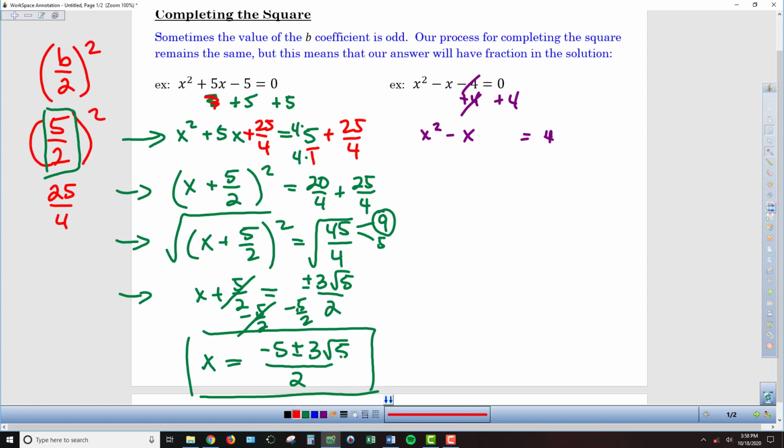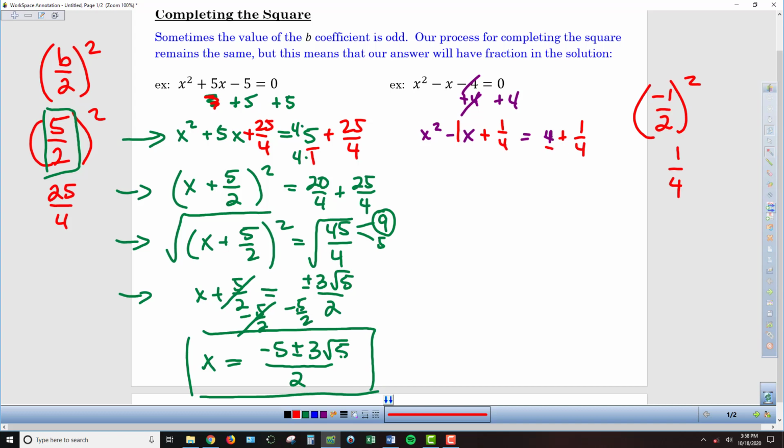Now it's important for us to recognize that the number in front of the x there is -1. So I'm going to take -1, I'm going to divide it by 2, and then I'm going to square it. So when I take that and square it, -1/2 times -1/2 is going to give me a positive 1/4. So I'm going to go ahead and add 1/4 to both sides of my equation.